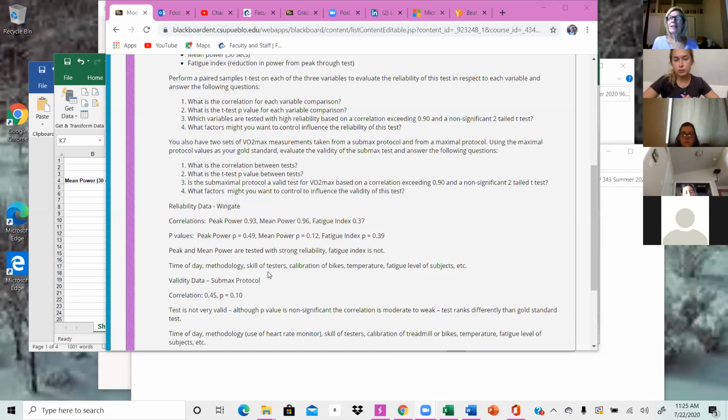The person collecting the data, we'd want the same person. We'd want someone skilled that knew what they were doing. Make sure that the bikes or the treadmill or the surface that you were doing that sprint test on was calibrated properly. Temperatures were the same. Make sure that the athletes hadn't pulled all-nighters the night before or partied or something. That could affect it. So there's all kinds of things that can affect your data.